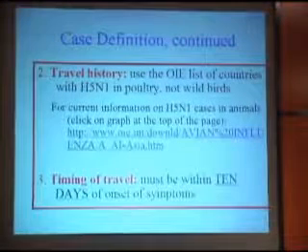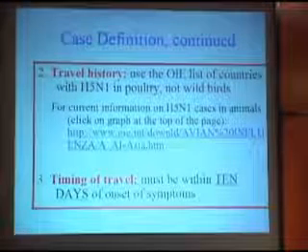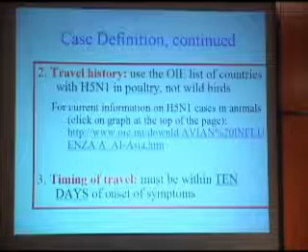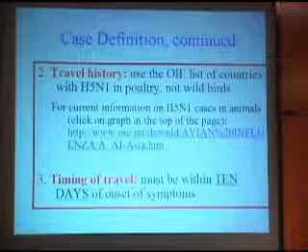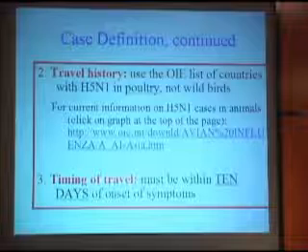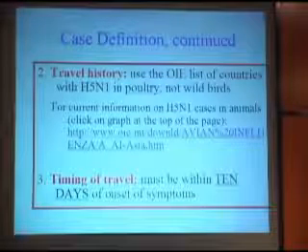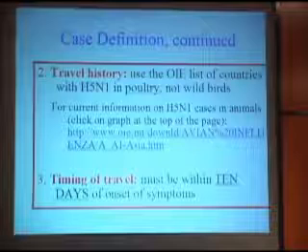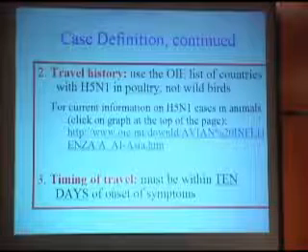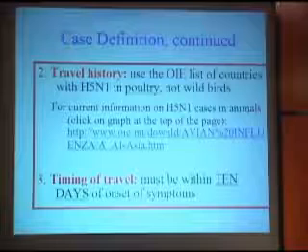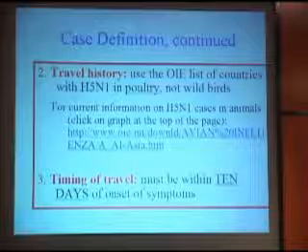Next comes the travel history. Now, the countries that are recommended to be used for a relevant travel history are those with H5N1 in poultry, not wild birds. Now that the disease is in Western Europe, where they have modern bird husbandry techniques, it's really important to look at poultry disease, not wild bird disease. You can find the list at this website, which I'll show you in a minute, or of course, we at the health department can let you know what it is.